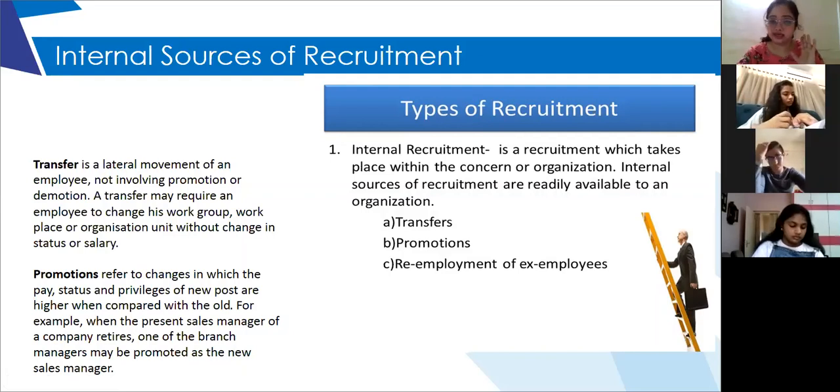You are in class 10. I'm not saying you're going to get demoted to 9, but I'm also not saying that before giving the boards, you will be promoted to 11. So you are existing in grade 10 now. So transfer may require an employee to change his work group or workplace or organization unit, but his position in the company does not change. There is no change in the status. There is no change in the salary. That is called transfer.